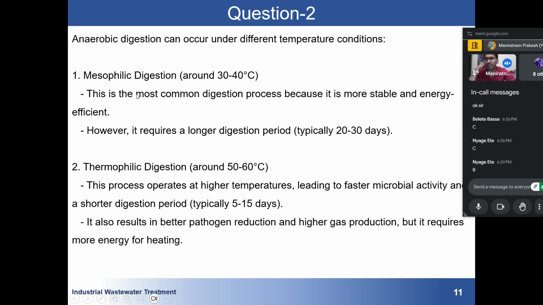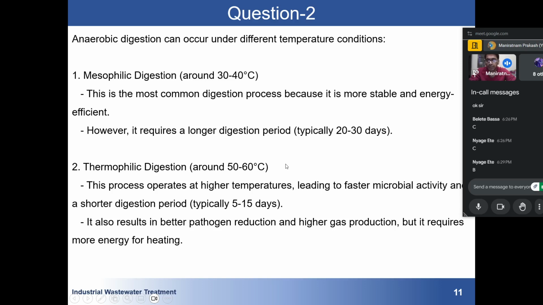First is mesophilic digestion, when digestion is occurring around 30 to 40 degrees Celsius. This is the most common digestion process because it is more stable and energy efficient. How is it more stable and energy efficient? For that you have to go and look into the video lecture, where the explanation has been given. However, it requires a longer digestion period, typically 20 to 30 days.